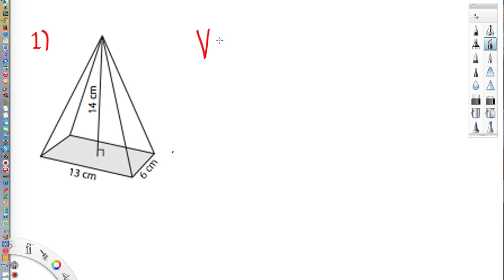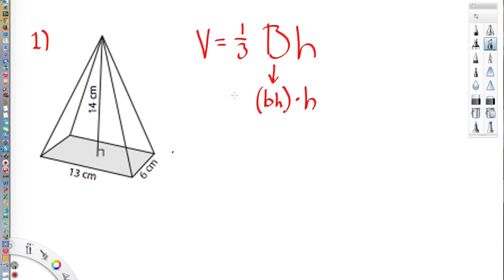Again, volume is equal to 1/3. Sorry about that, let's try that again. Volume is equal to 1/3 times big B times H. Now the question is, what's big B? Big B is the area of my base shape, which is a rectangle, so you take the base times the height of the rectangle, and then you multiply that by the height of your pyramid, and of course multiply it by 1/3, which is the same thing as dividing it by 3.